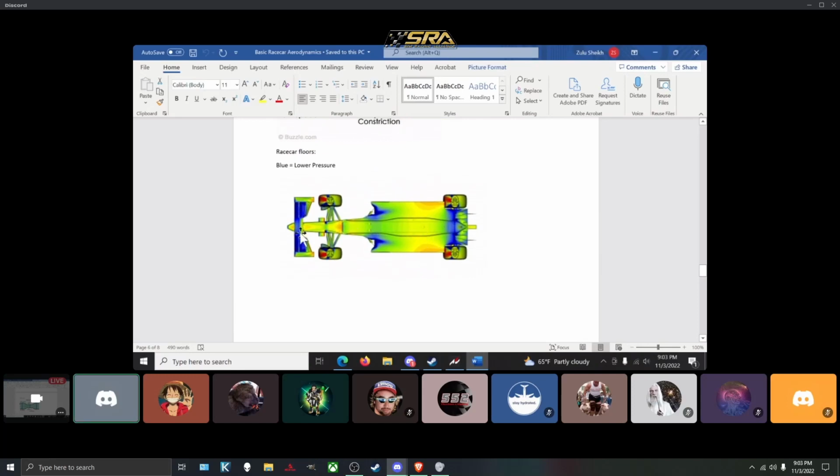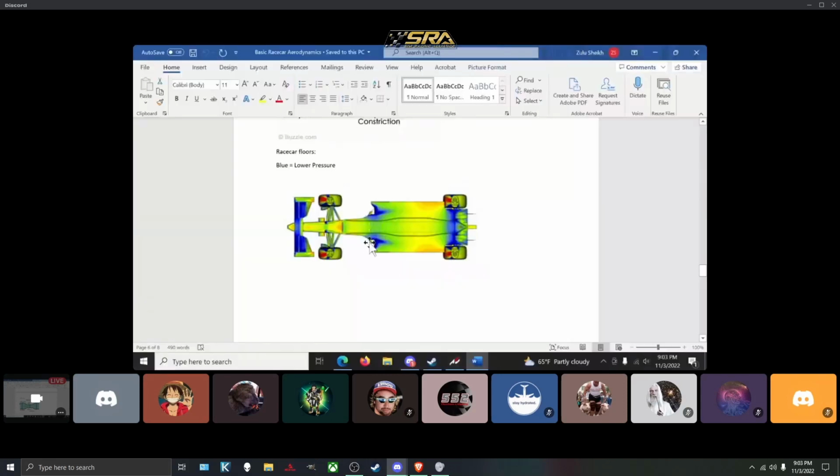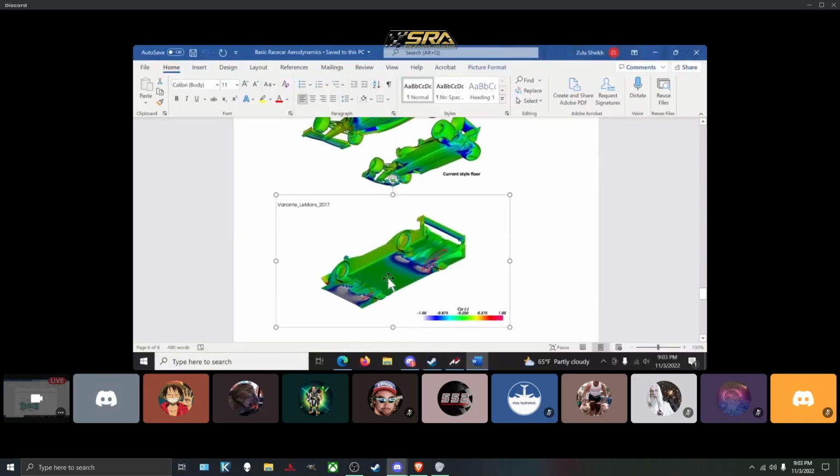Again, you can see this is the bottom, right? So you can think about the wing in the front on a Formula One car. It's constricting that area or that flow that's flowing beneath the wing. In our GT3 cars, the splitter is doing the same thing. Okay? Does that make sense to everybody?